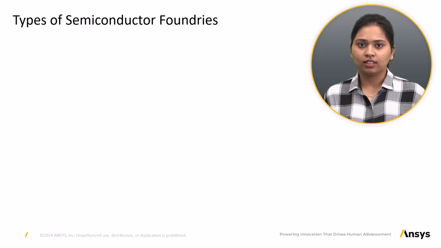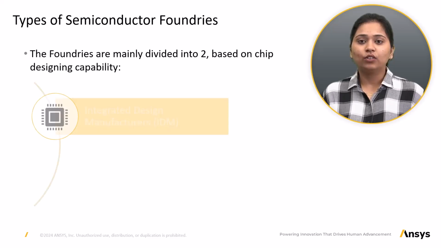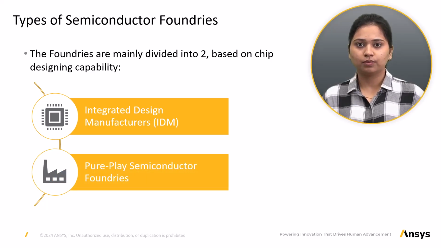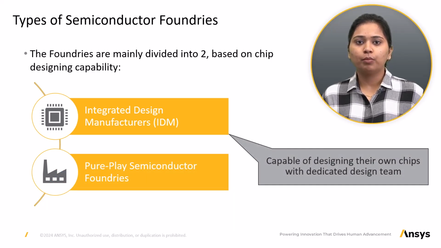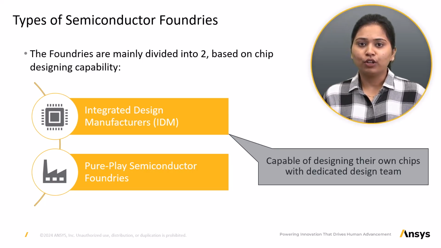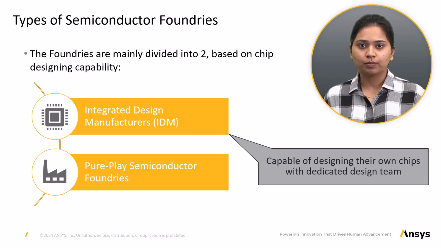Now that we have discussed the requirements inside a chip foundry, let's look at the types of chip foundries that exist. They are broadly classified into two based on their chip designing capabilities: integrated device manufacturers, IDMs, and pure play semiconductor foundries. IDMs are foundries capable of designing their own chips. They have a dedicated design team that designs chips from scratch, performs simulation and analysis on them, manufactures the chip in their own foundries, and finally sells the manufactured chips.